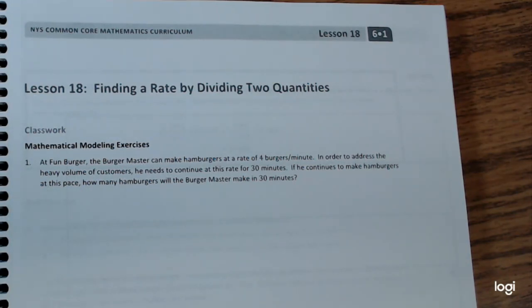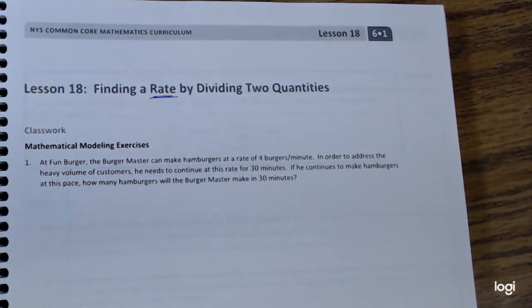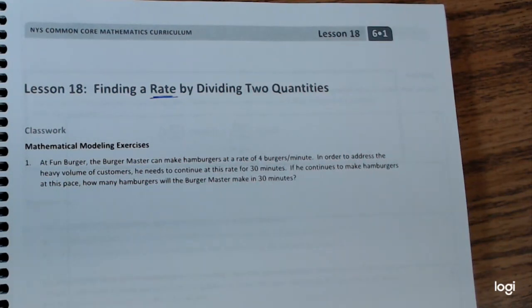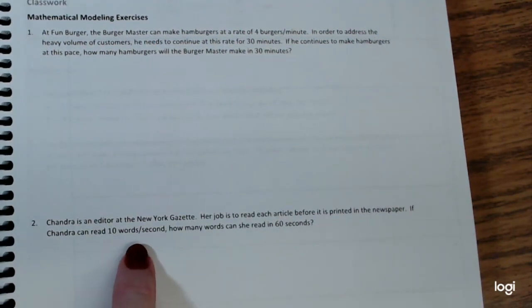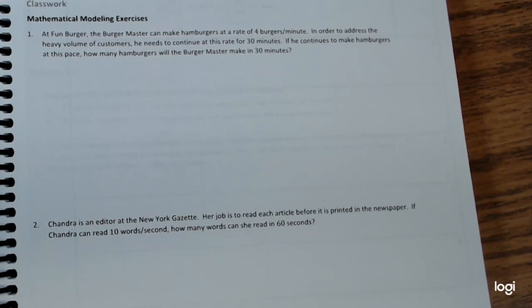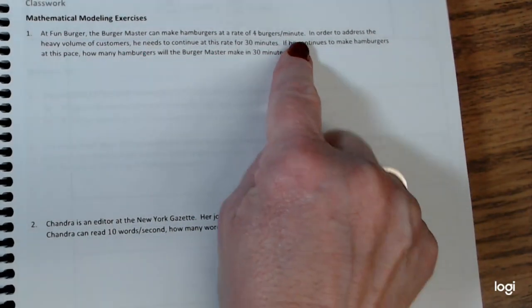Now remember, a rate is a ratio between two related quantities in different units. So we're kind of comparing things. For example, here we're comparing burgers to minutes. Down here we're going to talk about words per second. We have that per we like to use. A lot of times we'll use that slash for per. And remember, per means we're comparing to 1 second. And up here we're going to compare to 1 minute.